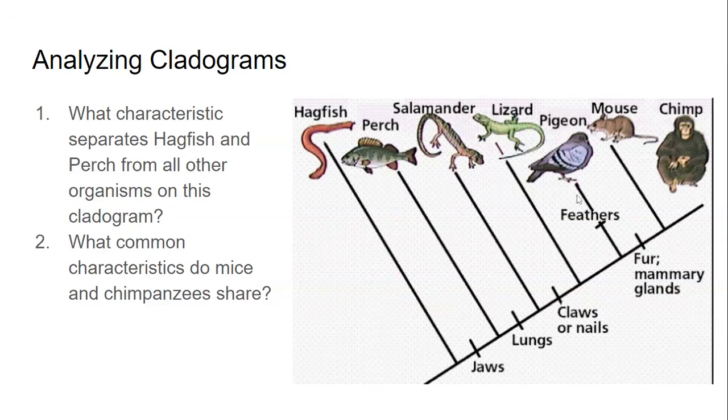So why is feathers not included? Well, this feathers, if you'll notice this little line here, is actually specific to the pigeon. So that is not going to apply to the mouse and chimp because they do not come off of this evolutionary line right here. They are coming off of this main one, which includes these characteristics that are present right here.